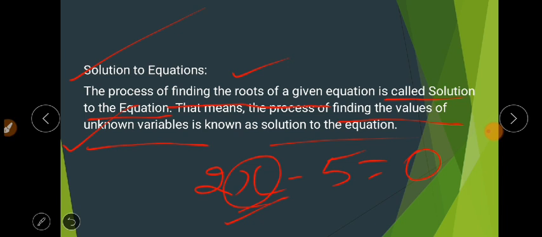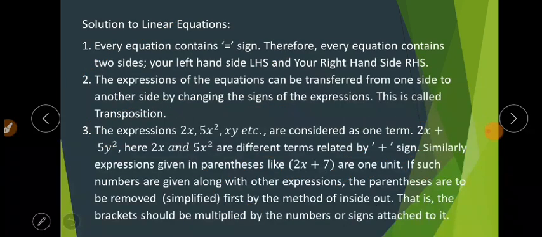That means we are finding value for this unknown variable. Okay, with respect to solution to linear equation, we have a few important things. Focus on this. This will help you to deal with the practical part. The first one is every equation contains an equal sign. Every quadratic equation, every linear equation should contain an equal sign.